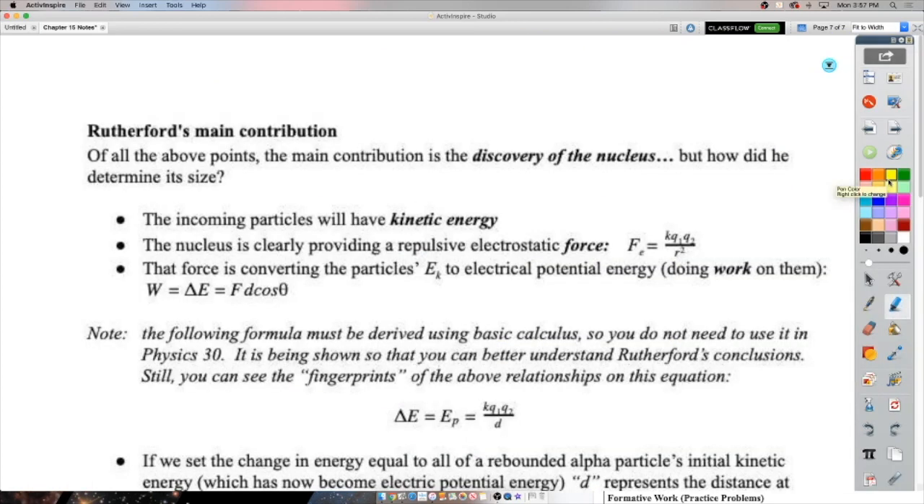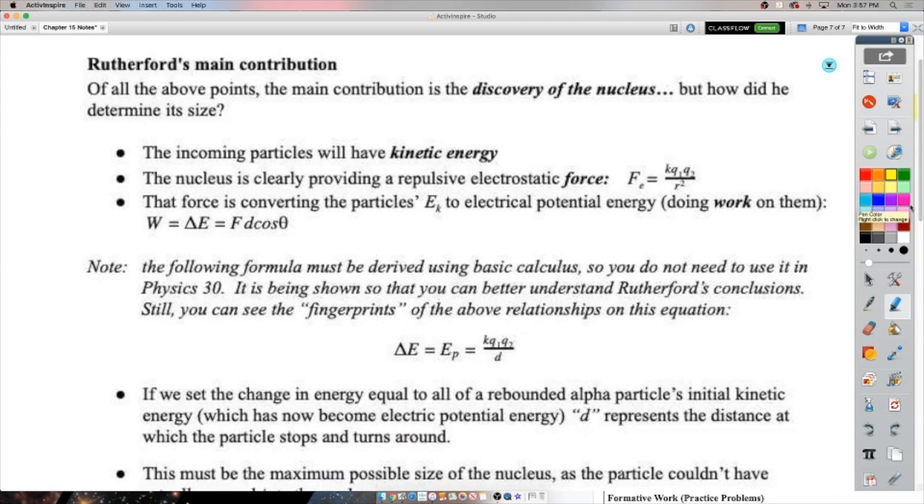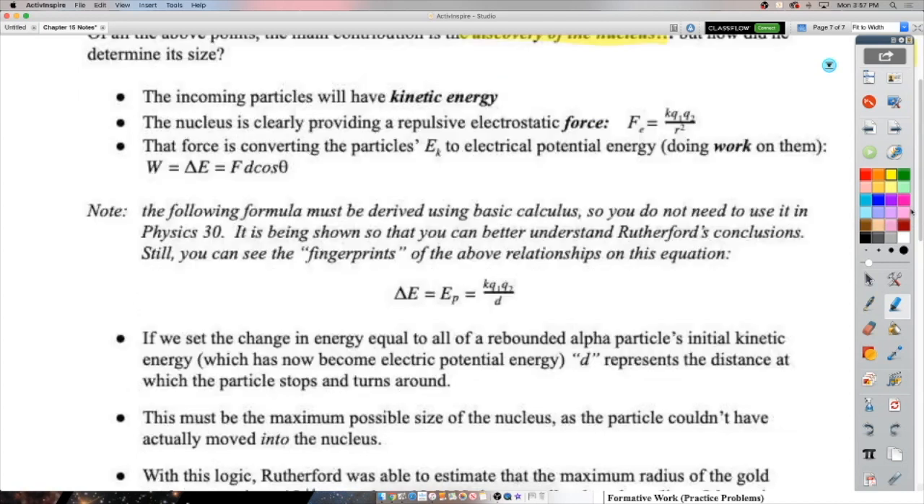Those are the big ideas that we can get through intuition, but as promised, let's look at how Rutherford did end up calculating the size that this positive charge would have to have. The main thing Rutherford is credited with, again, is the discovery of the nucleus from the gold foil experiment. To get a feeling for how he determined its size, these incoming alpha particles are moving and they have mass, so they will have kinetic energy.